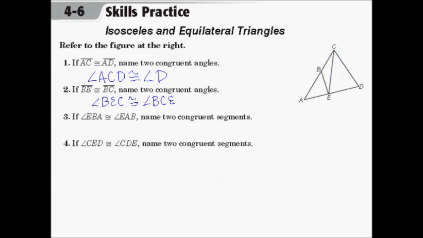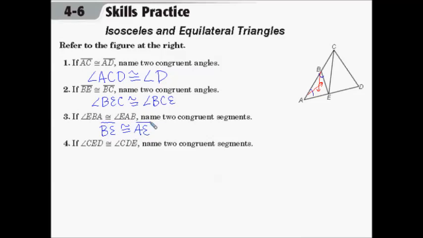Okay. All right, we're going to go backwards now. We've got EBA. So EBA is this angle. And then we have EAB is this angle. We have the congruent angles, so we want to talk about the congruent sides. Which sides are congruent? You go across from the angles. So we're looking for BE and AE. Any questions on that one?